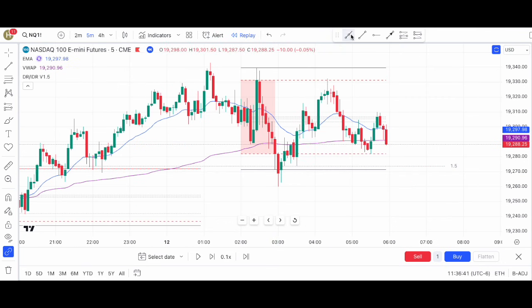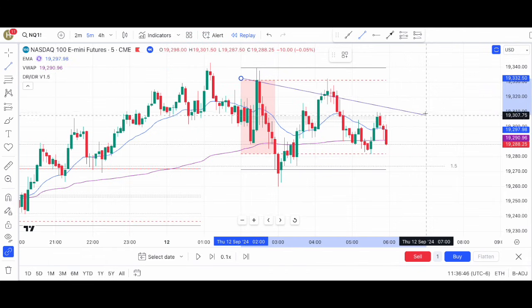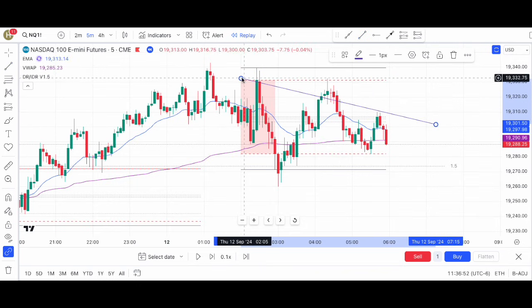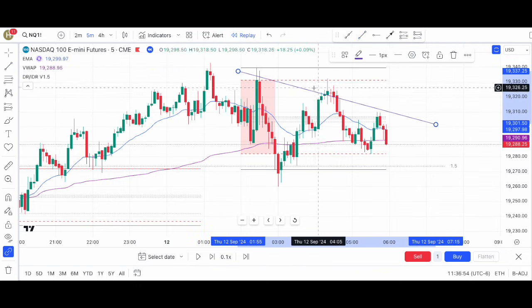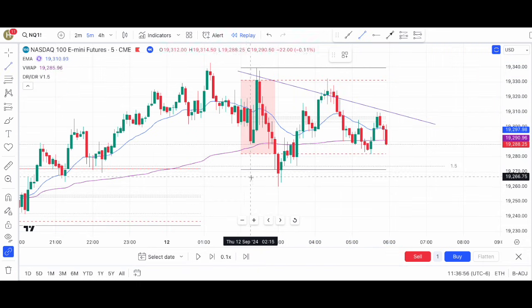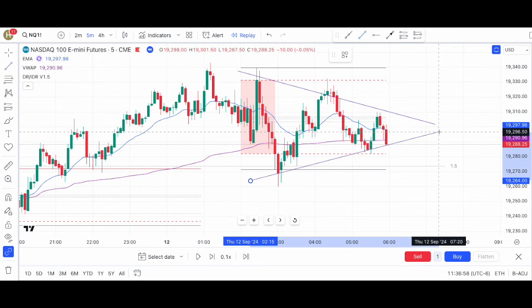Although it's possible, looking at it, you see how the trading range is getting constricted. We're sort of doing this and sort of going this way.